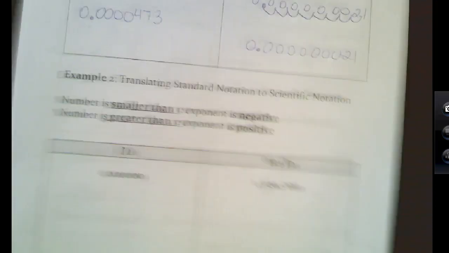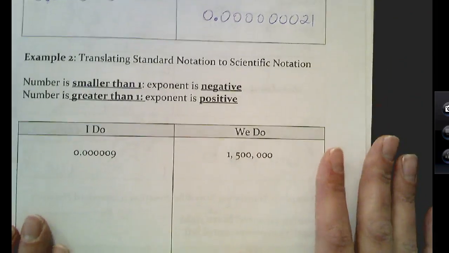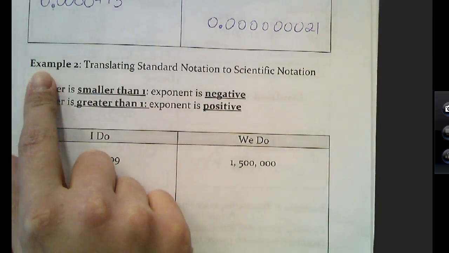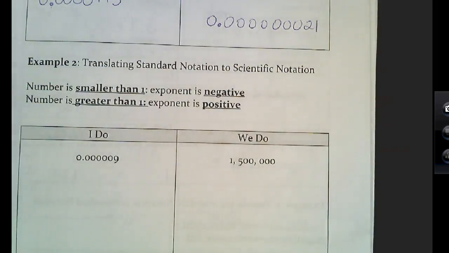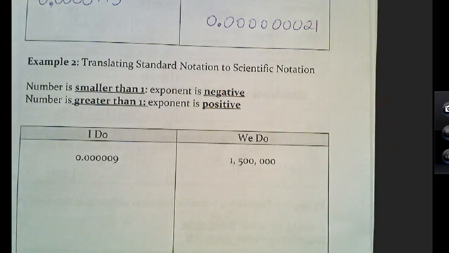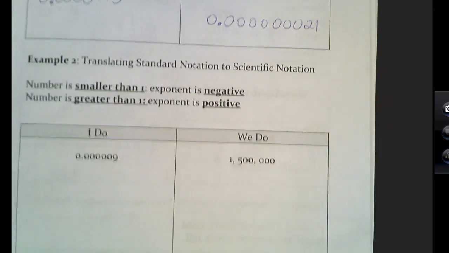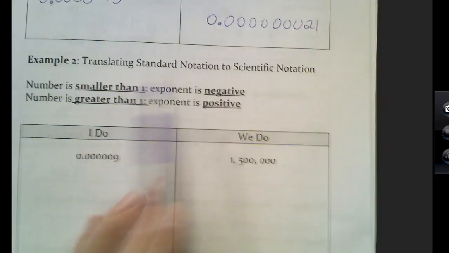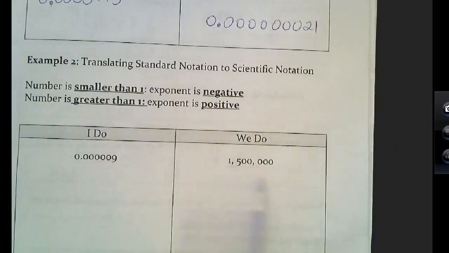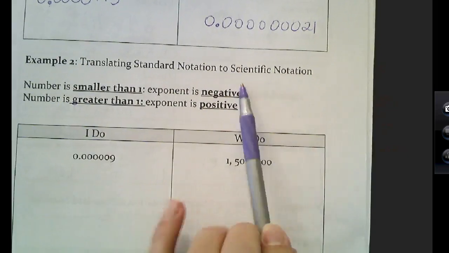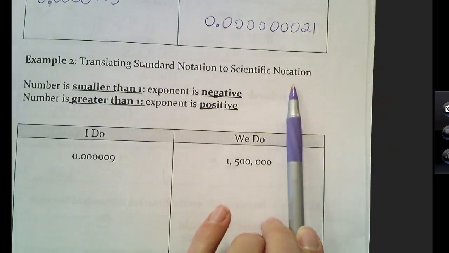So you guys should be on your 4-7 notes. And we're going to flip to example 2. Yesterday, we learned about taking a number that was written in scientific notation and converting it to standard notation. Today, we're going to do the exact opposite. We are going to take a number that is written in standard notation, which is our general way of writing it, and we're going to convert it to scientific notation.